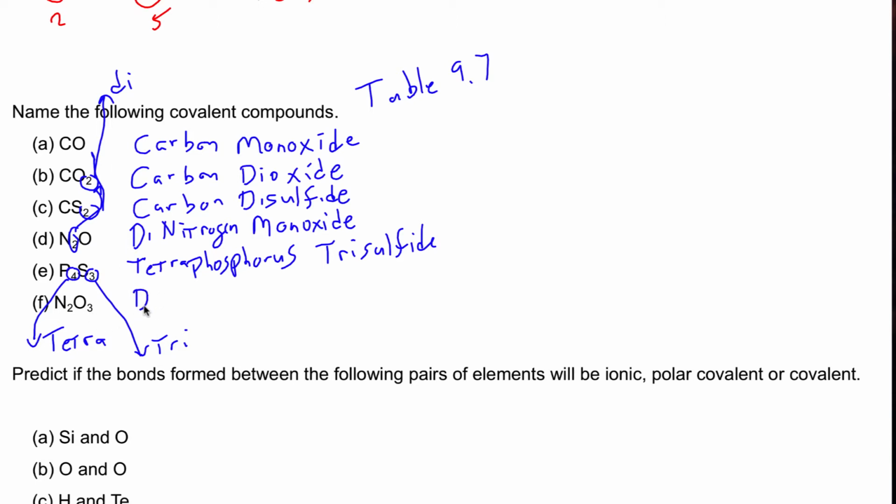Now finally, our last example here has 2 nitrogens, which was di, and 3 oxygens, which was tri. So again, we start off with a dinitrogen and a trioxide. So dinitrogen trioxide, and you're using table 9.7 on all of these to get your answers.